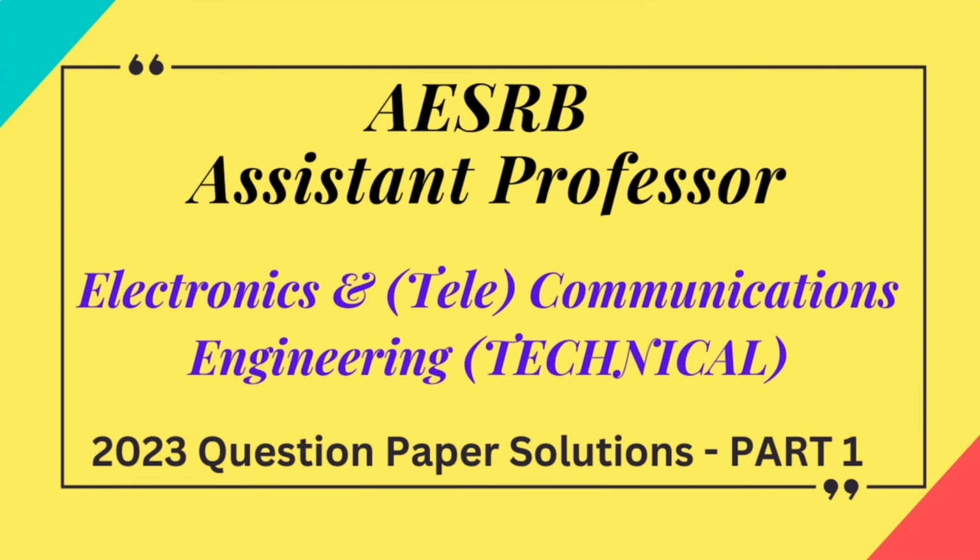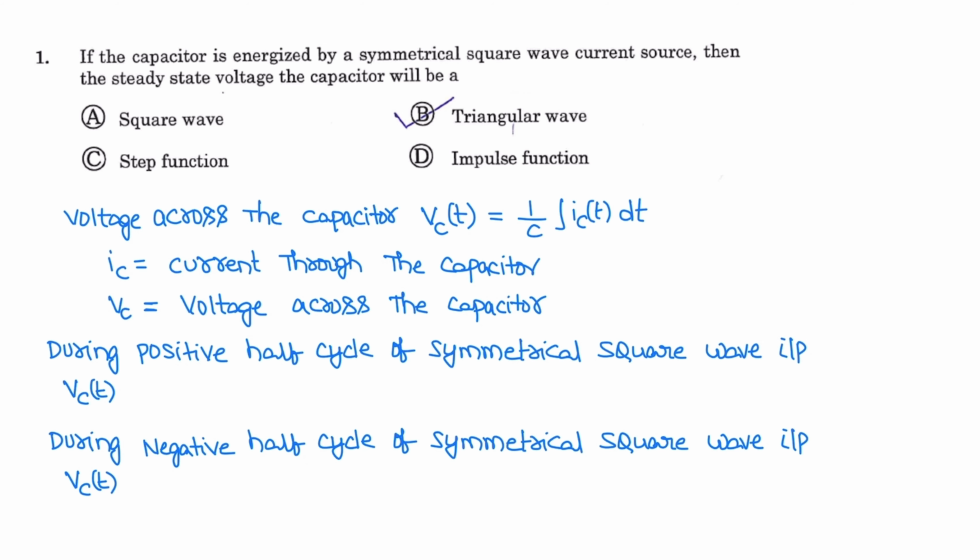See the solutions for Assistant Professor Electronics and Telecommunication Engineering conducted by Assam Engineering Services Recruitment Board in the year 2023. First question. If the capacitor is energized by a symmetrical square wave current source, then the steady state voltage across the capacitor is.